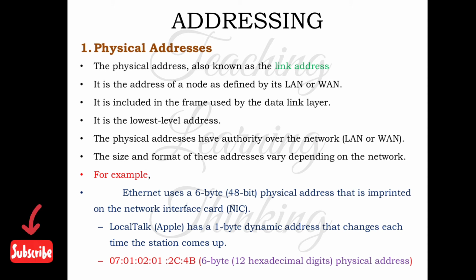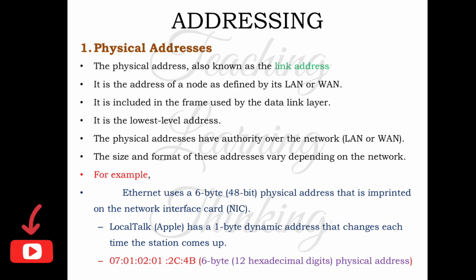The physical address is also known as link address, and it is the address of the node as defined by its LAN or WAN. It is included in a frame used by the data link layer, and it is the lowest level address. The physical address has authority over the network, LAN or WAN, and the size and format of these addresses vary depending on the network.